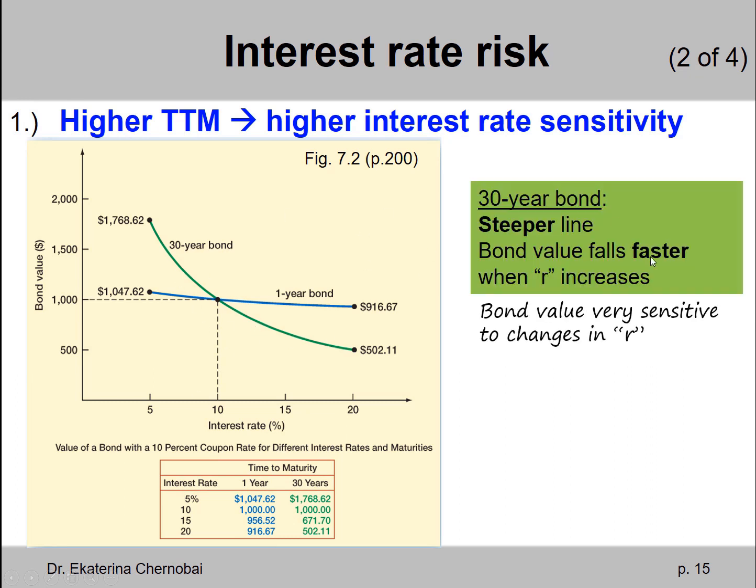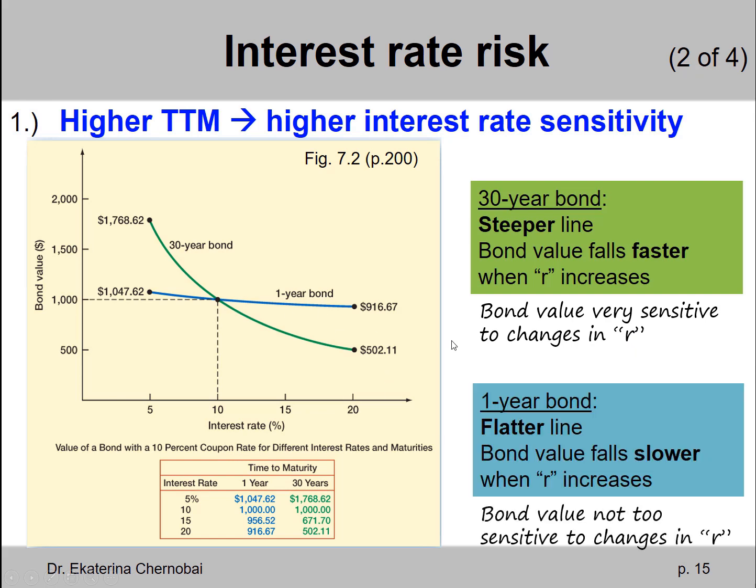So bottom line, the steeper line for the 30-year bond, the bond with more time left to maturity, has a much higher interest rate sensitivity. The bond value is very sensitive to changes in the interest rates, in the yield to maturity. Whereas the 1-year bond with a flatter line has little fluctuation in bond value when the interest rate is changed. There's almost no effect on the bond value. It's always around $1,000 on this figure, even if we double or triple the interest rate, from 5% to 10% or 15%. The bond value is still very close to $1,000. So very small drop in bond value.